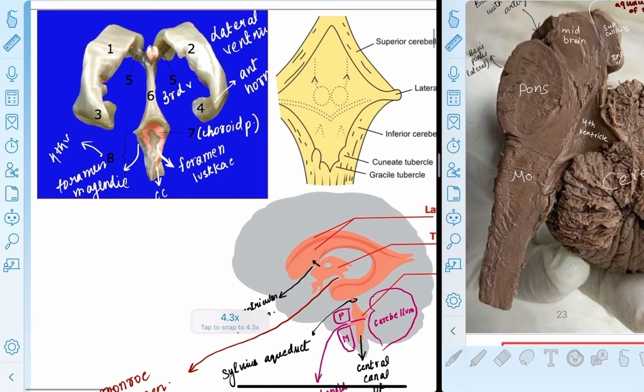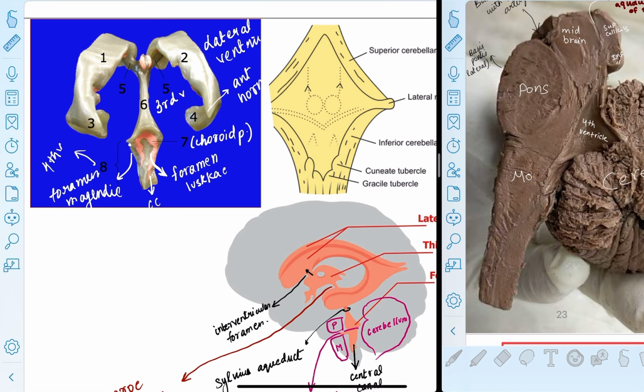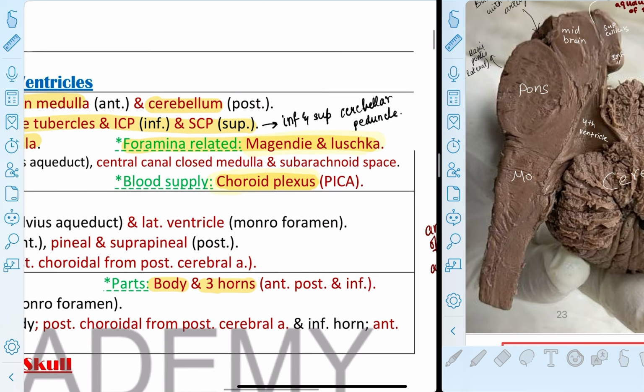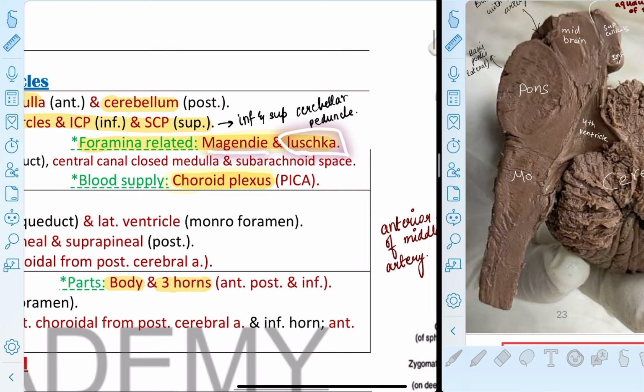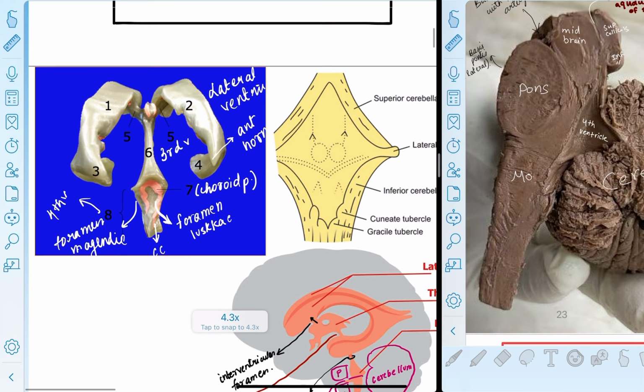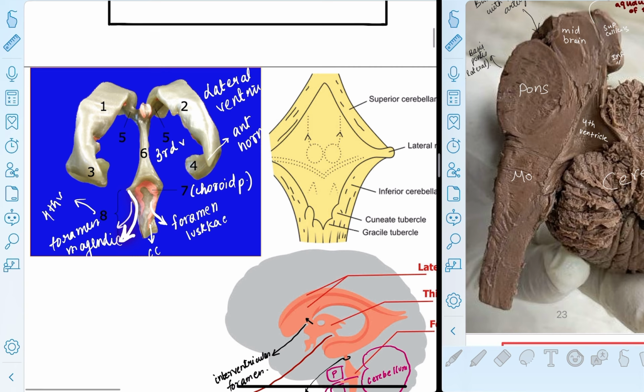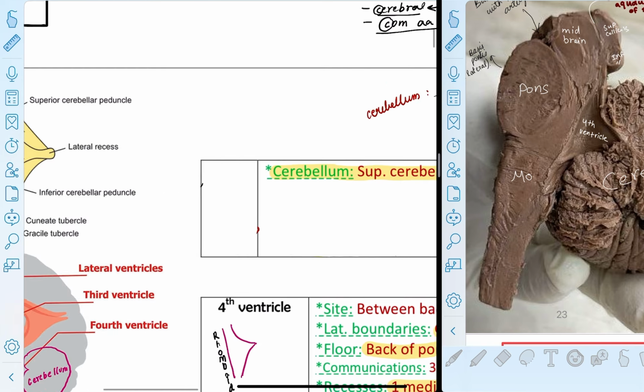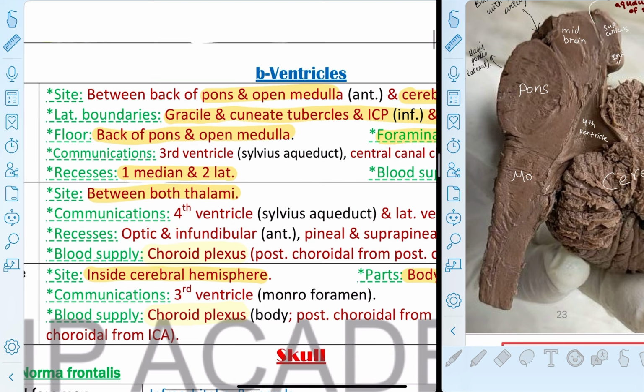Okay, so there are foramina. This pink thing is the choroid plexus. This one is the foramen of Magendie. This one is the foramen of Luschka. Okay, Magendie and Luschka. It goes here: foramen of Magendie, foramen of Luschka. So these are the foramina related to it.